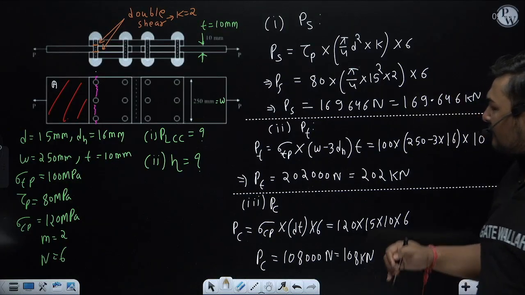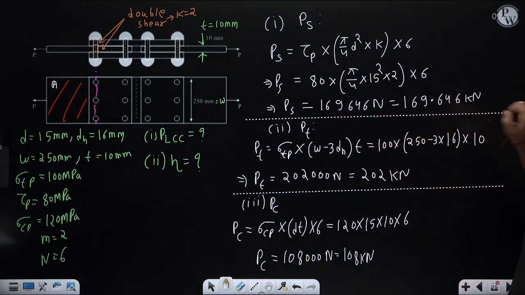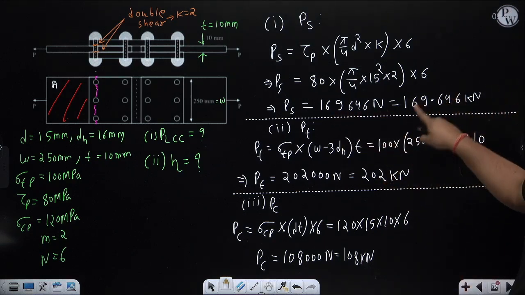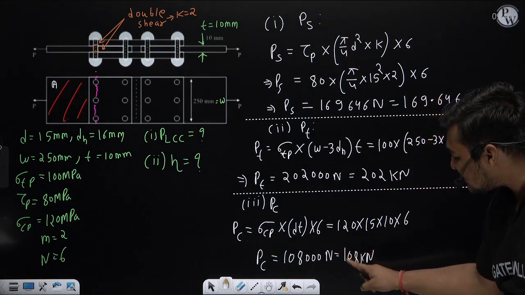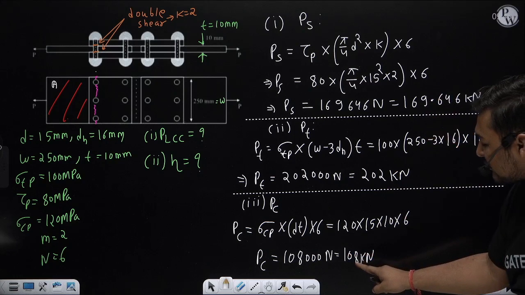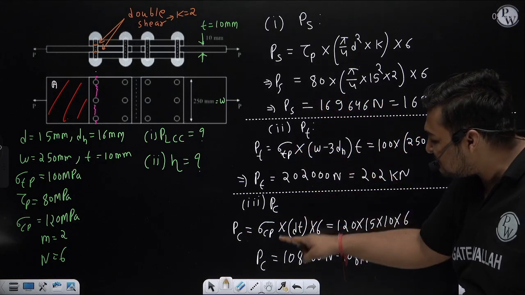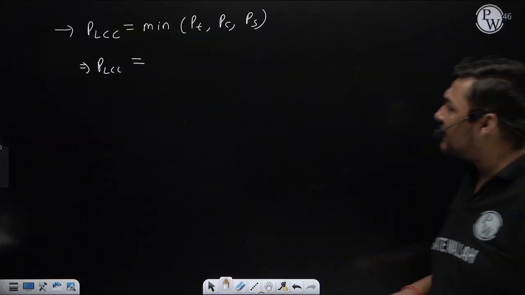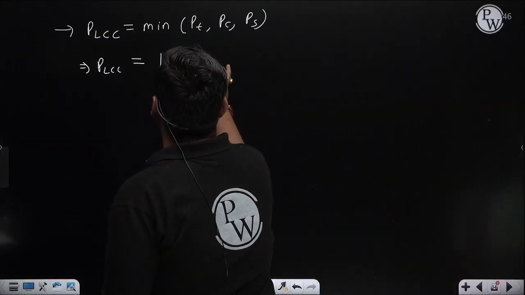Now what is the minimum value out of PT, PC and PS? You can see PS is 169.64. It is 20. Out of these two, this is the lesser value. Now, this is 169 and PC is 108. So, out of 169 and 108, 108 is the minimum value. So, out of PS, PT, PC, the minimum value is 108 kilonewton. So, the actual load carrying capacity of this system is 108 kilonewton.